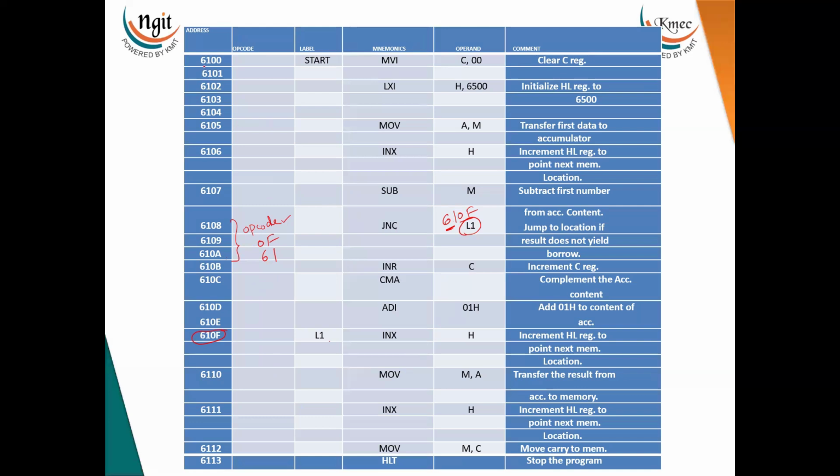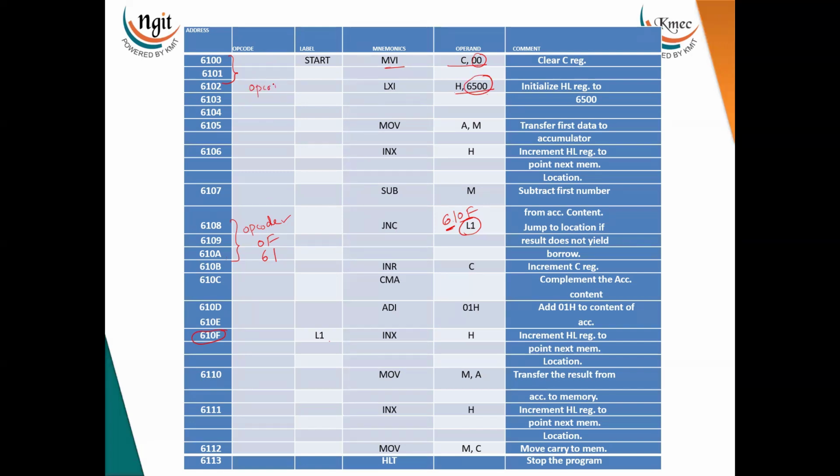Now here I started with 6100. This is a 2-byte instruction. Why? Because within the instruction, 8-bit data is specified. That's why 2 memory locations are reserved for this instruction. Now if you see LXI H,65, within the instruction 16-bit data is specified. So this is a 3-byte instruction.